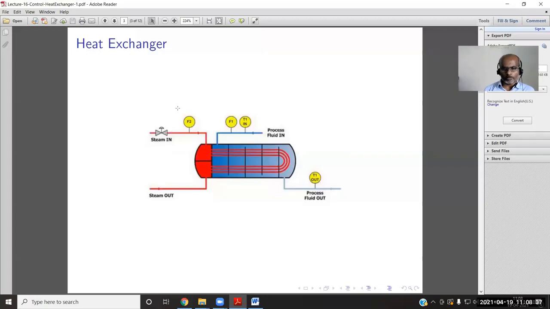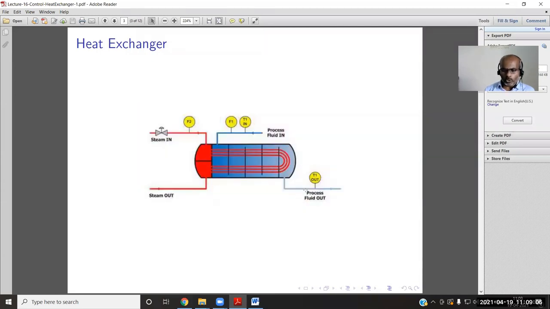So we can have this measurement. This F2 refers to the measurement of flow. F refers to flow, T refers to temperature, C refers to composition, P refers to pressure. These are all simple terminology. So we can have the measurement of the flow of the fluid entering, the measurement of process flow, and the measurement of process temperature.